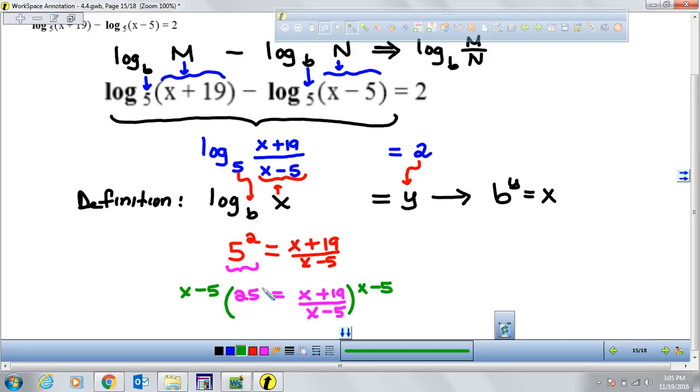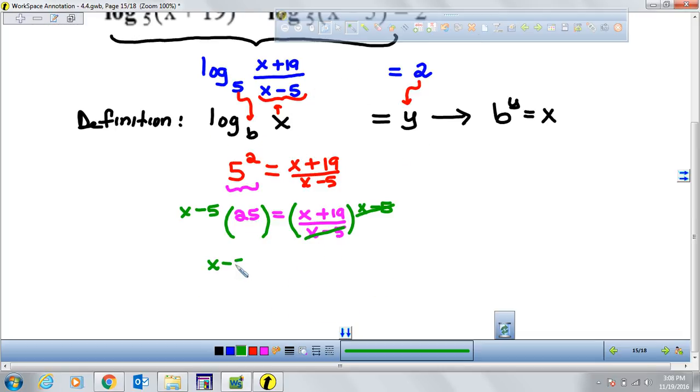We multiply the x minus 5 on the left and on the right. So on the right side, of course, the purpose of multiplying it is so that we can get rid of that fraction, so it cancels. On the left side, we're going to end up with x minus 5 times 25 equals x plus 19. What do we do next to solve for x? We distribute the 25 on the left side to x and negative 5, right? 25 times x is 25x, minus 25 times 5 is 125, equals x plus 19.